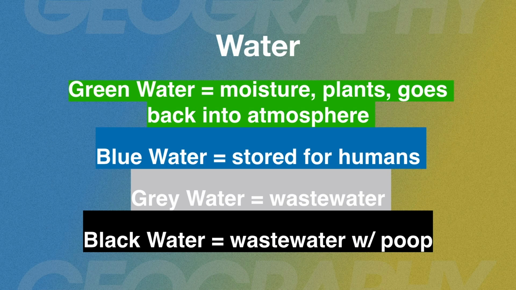There are 4 types of water. There's green water, that's what's being recycled between the atmosphere and agriculture. That's the moisture you find on plants. There's blue water, those are the reserves stored for humans. Gray water, that's wastewater. And black water is just wastewater with poop.